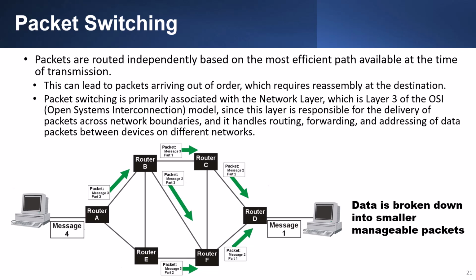Packet switching is primarily associated with the network layer, which is layer 3 of the OSI model, since this layer is responsible for the delivery of packets across network boundaries, and it handles routing, forwarding, and addressing of data packets between devices on different networks.